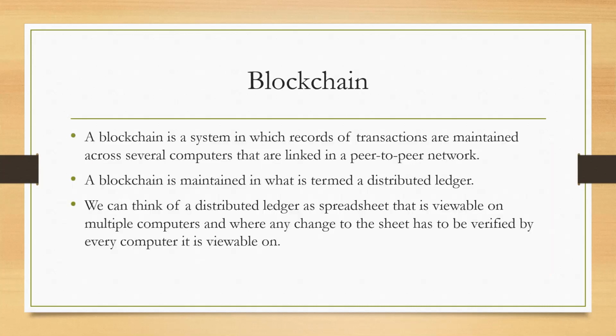So what is the blockchain? All right. Now, a blockchain is, I'm going to put this as simply as I can. The definition of it is that it's a system which records all the transactions that are happening across a network, and they are maintained across several computers that are linked in a peer-to-peer network, i.e. the internet. A blockchain is maintained in what is termed as a distributed ledger. I'm going to explain what a distributed ledger is.